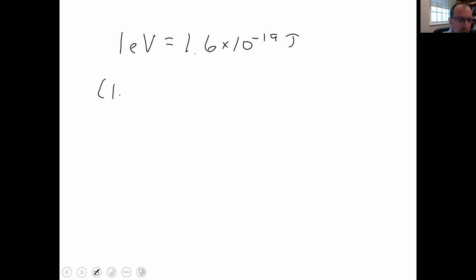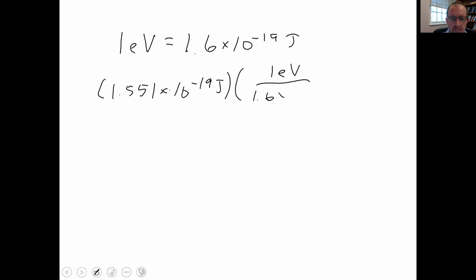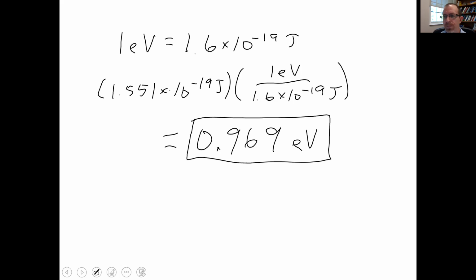So we could take our energy that we calculated and multiply it by this conversion factor to get the energy of our light in electron volts instead. And so we get 0.969 eV. All right, awesome.